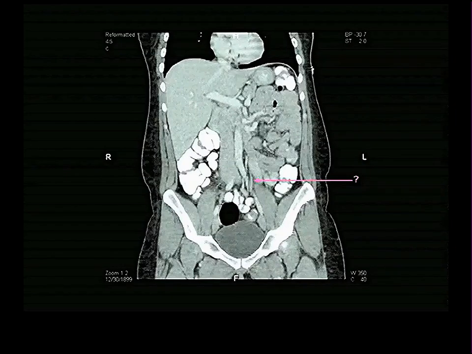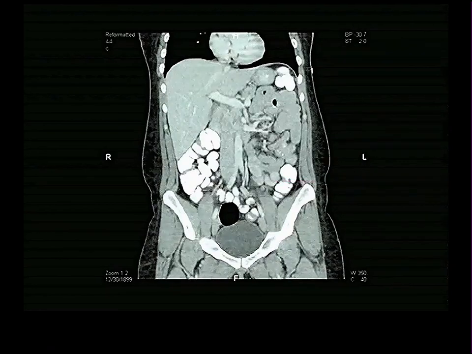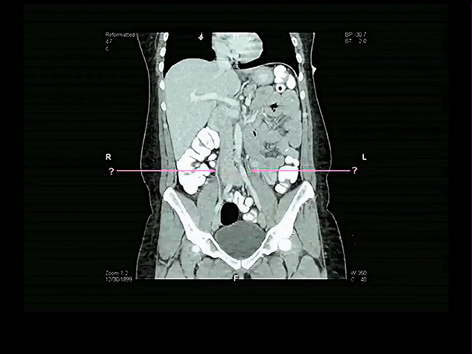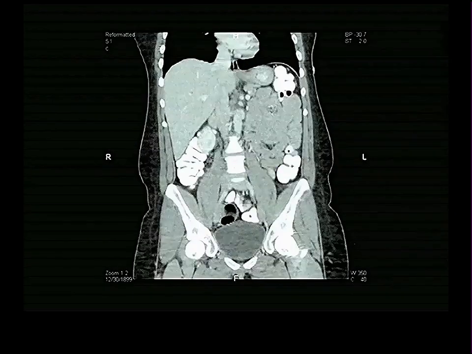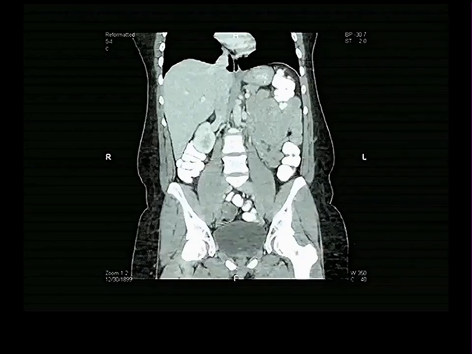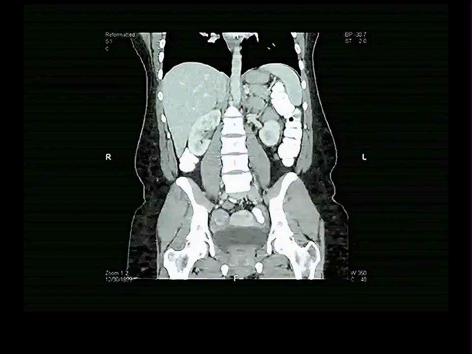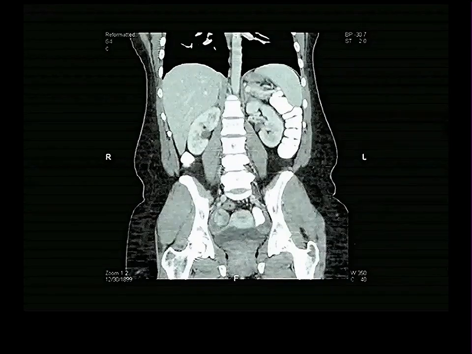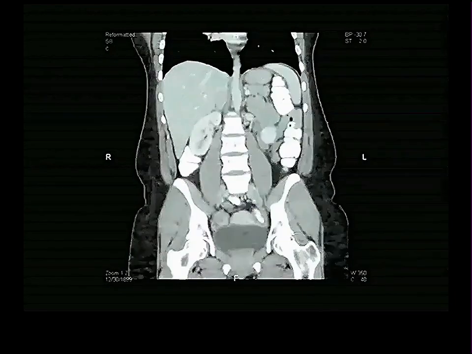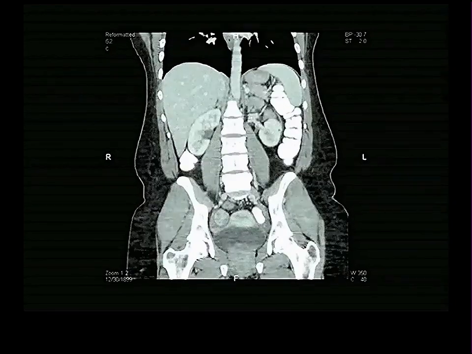What makes me doubt it's the ureter is that I won't be able to trace it up to continuity with the kidney. So I go further and further backwards. Here's the kidney on the right side. Here's the kidney on the left side. Can we actually see the ureter? That's the clue we needed.